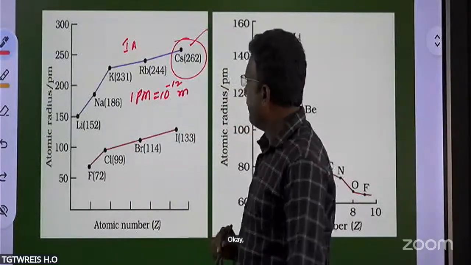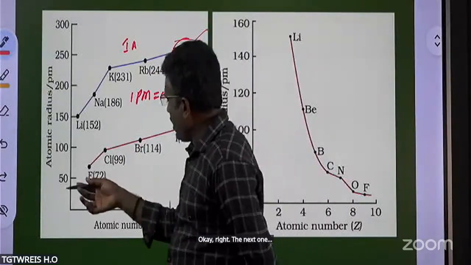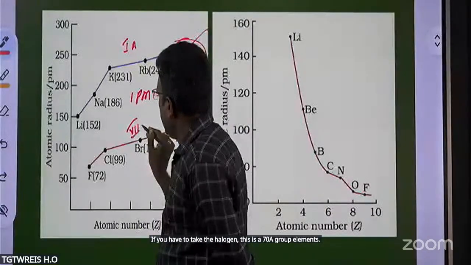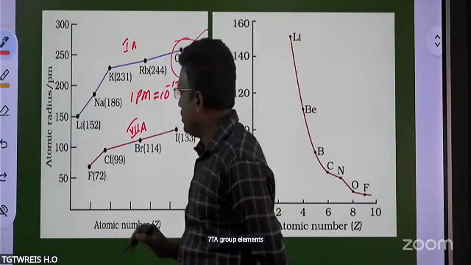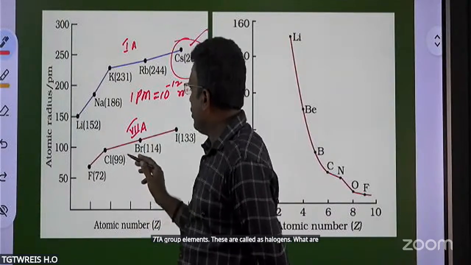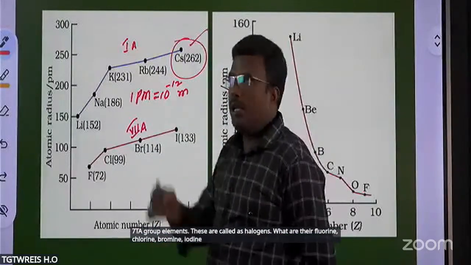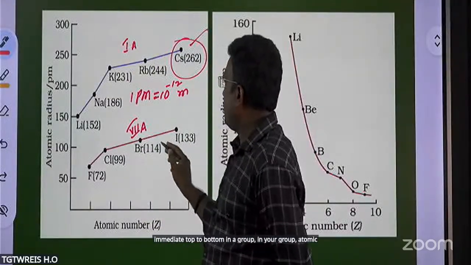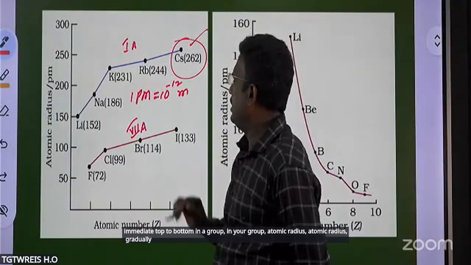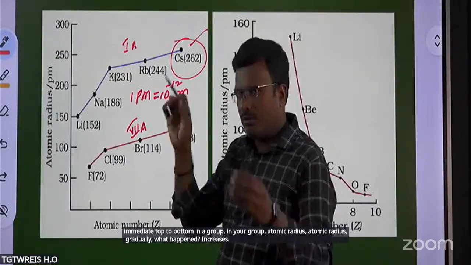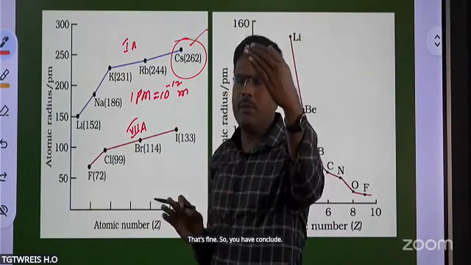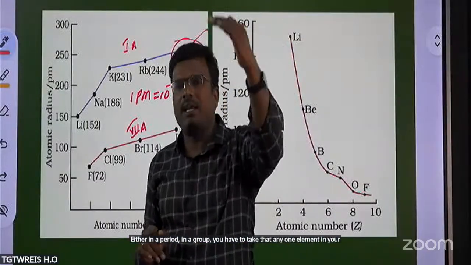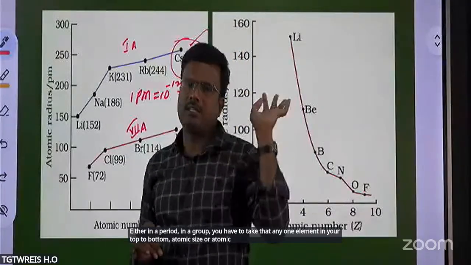Okay, right. The next one, you have taken the halogens. These are seventh A group elements, called halogens. What are they? Fluorine, chlorine, bromine, iodine. In a group, from top to bottom, what happens to the atomic radius? It increases. That's all. So you can conclude that in a group, taking any one element from top to bottom, atomic size or atomic radius gradually increases.